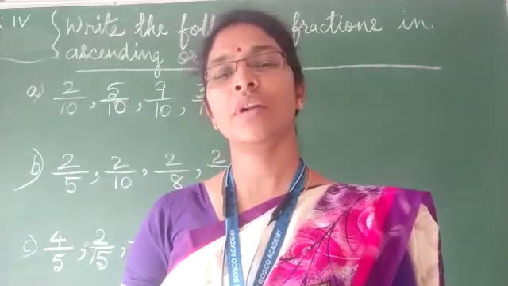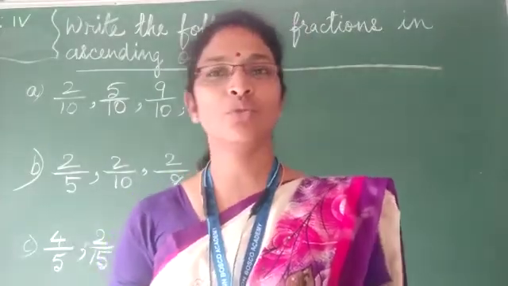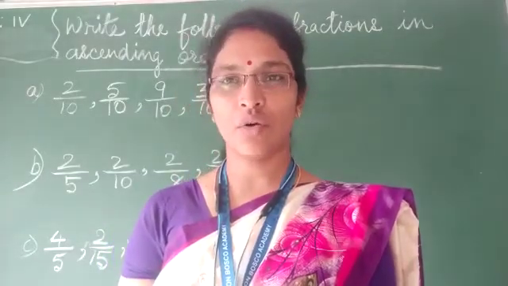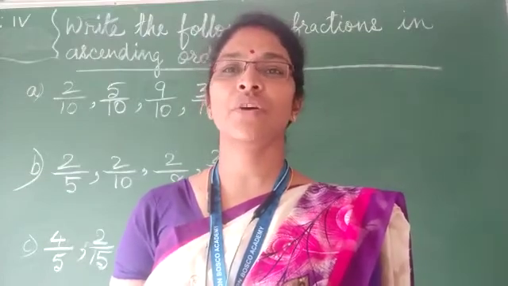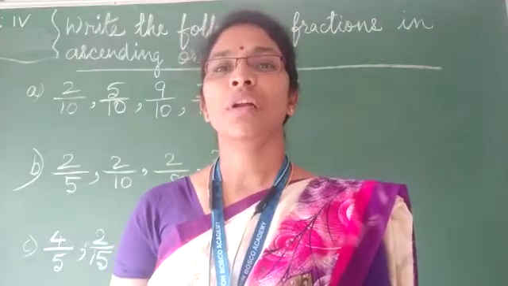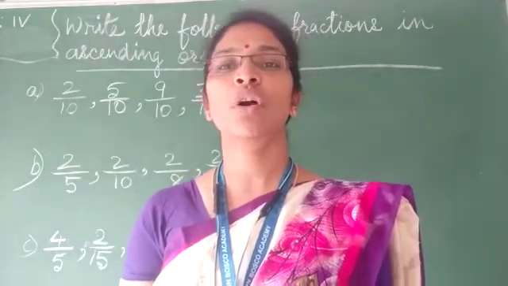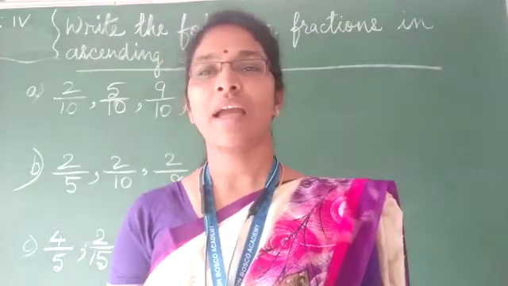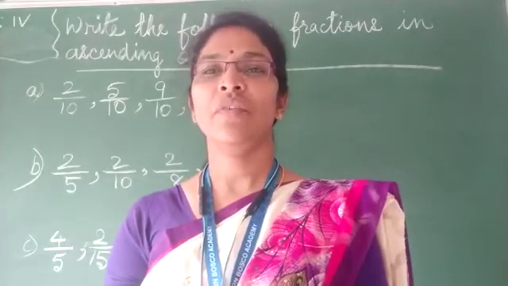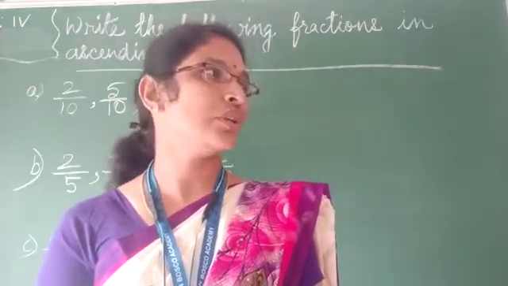What is ascending order? Ascending order is writing the fractions from smaller to greater, and descending order is decreasing order, or writing the fractions from greater to smaller. For writing them from greater to smaller or smaller to greater, we should know which fraction is greater and which fraction is smaller. That is what we learned when we learned the comparison of fractions also. So, let's do the questions.